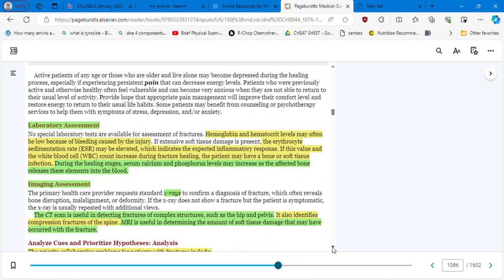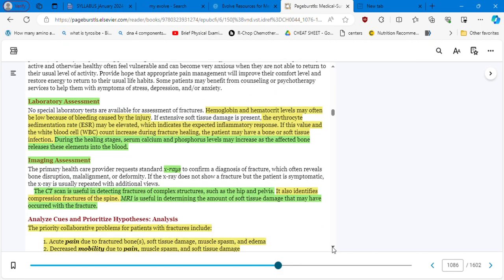What else? Laboratory assessment. We are going to see hemoglobin and hematocrit levels that may often be low because of bleeding caused by the injury. We know that; we master our hematologic chapter, right? Then the erythrocyte sedimentation rate, which measures inflammation, is going to be elevated, which indicates the inflammatory response. If the value and the white blood cell count increase during fracture healing, the patient may have a bone or soft tissue infection. Our WBCs are going to be high.